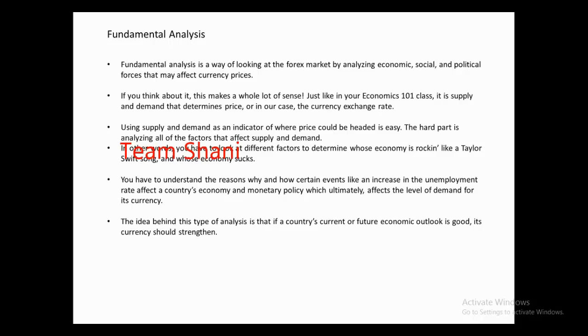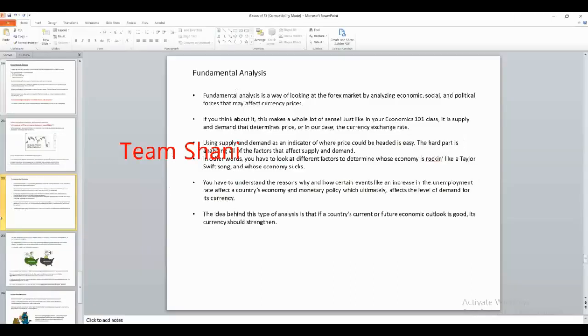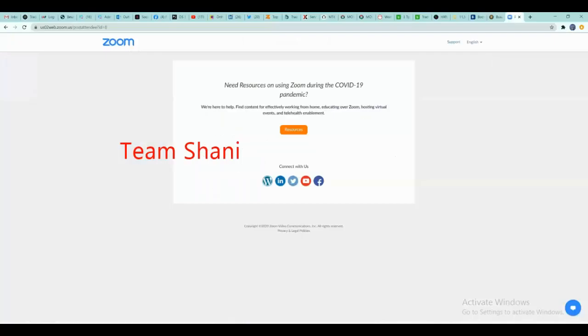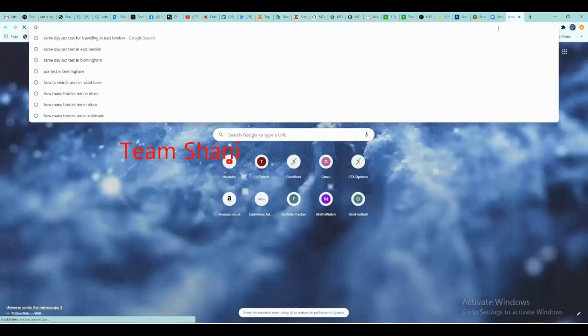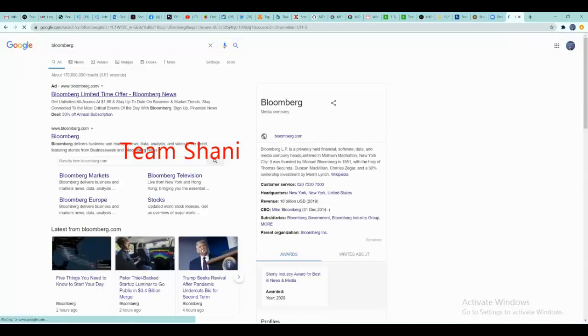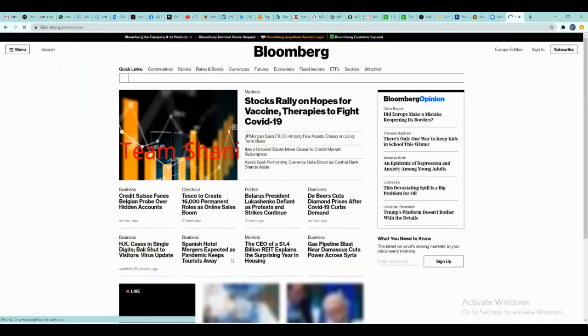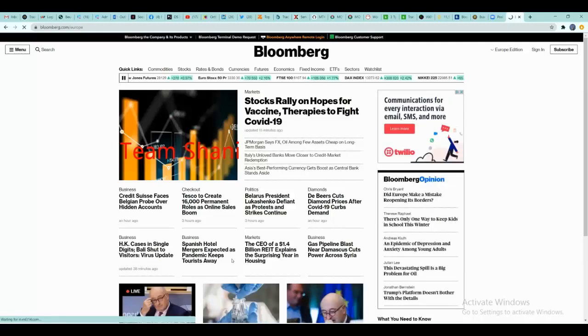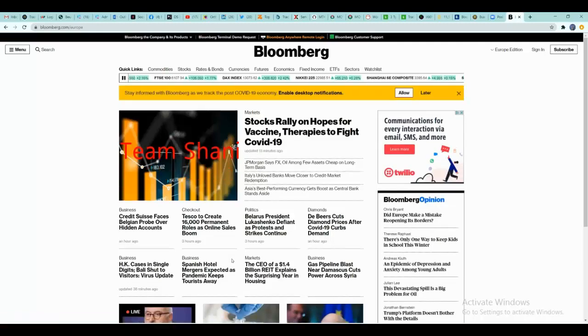Every single thing matters. For example, if I go here and show you, right now Bloomberg is a good source of news. You can understand what Tesla is going to do in the US. It is opening 500 branches across the US, for example. That means more employment they will provide to people. That means the economy will grow.